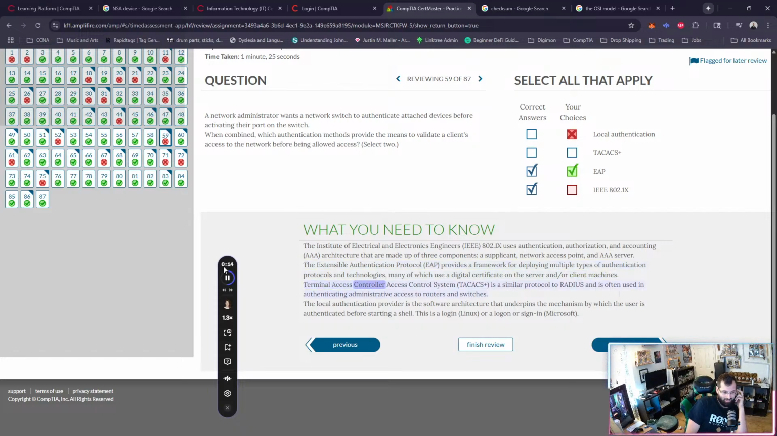Terminal Access Controller Access Control System TACACS Plus is a similar protocol to RADIUS and is often used in authenticating administrative access to routers and switches. The local authentication provider is the software architecture that underpins the mechanism by which the user is authenticated before starting a shell. This is a login in Linux, or a logon or sign in in Microsoft.